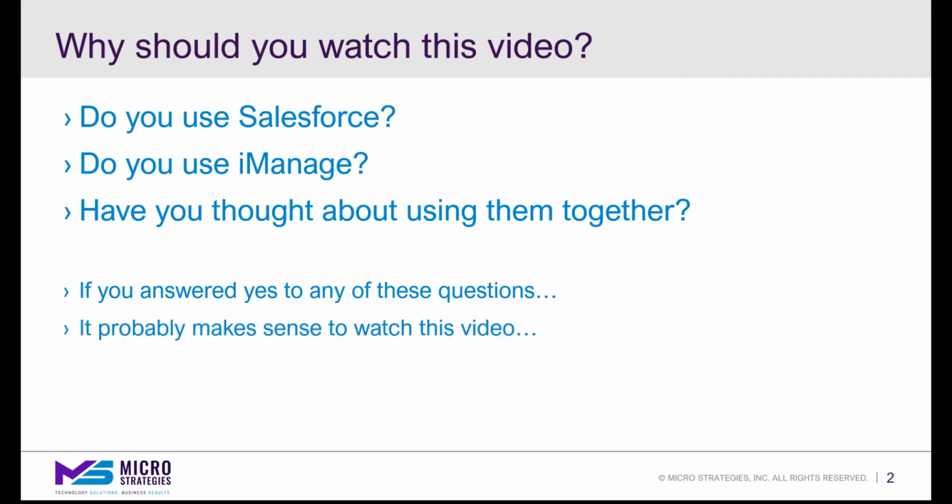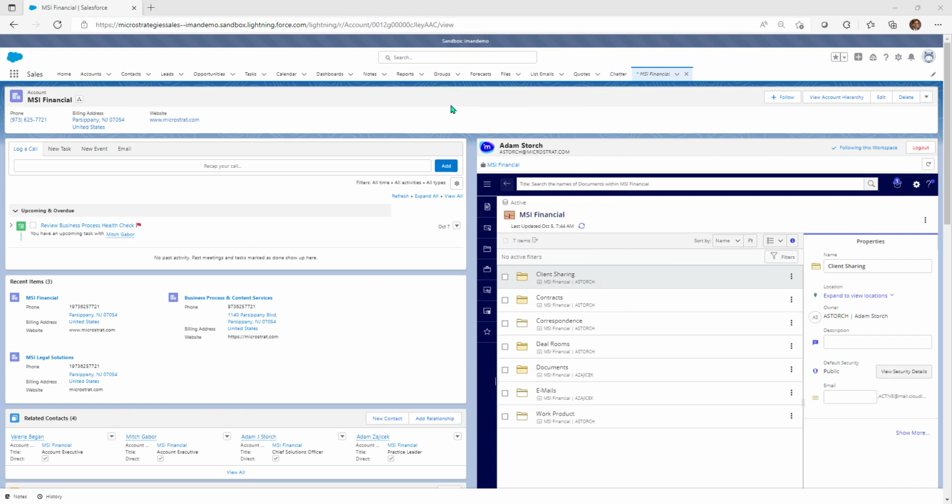So let's get started. Here we are in Salesforce, and of course, we're looking at the MSI Financial account record. Now, on the right, you'll notice the iManage work interface. There's a couple of different ways to access iManage from Salesforce. One is a more traditional Lightning interface, which is more or less a list of folders. What I've got here is the other option, which is the full work interface, which you can see is pretty robust. So we're going to stick with this for our particular demo.